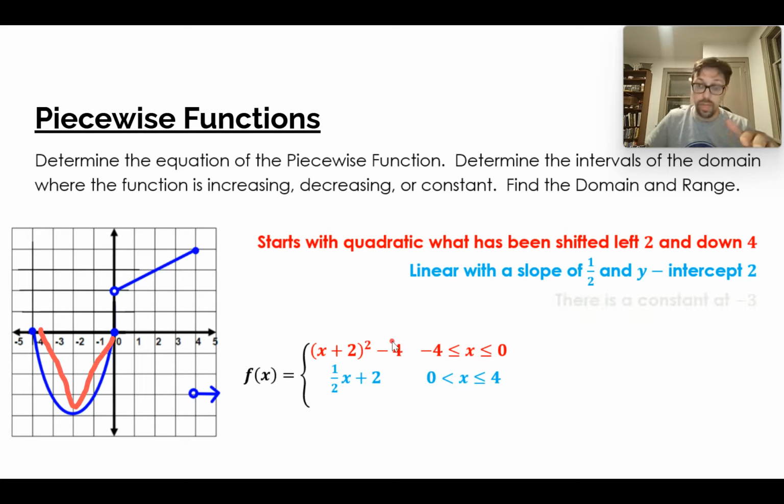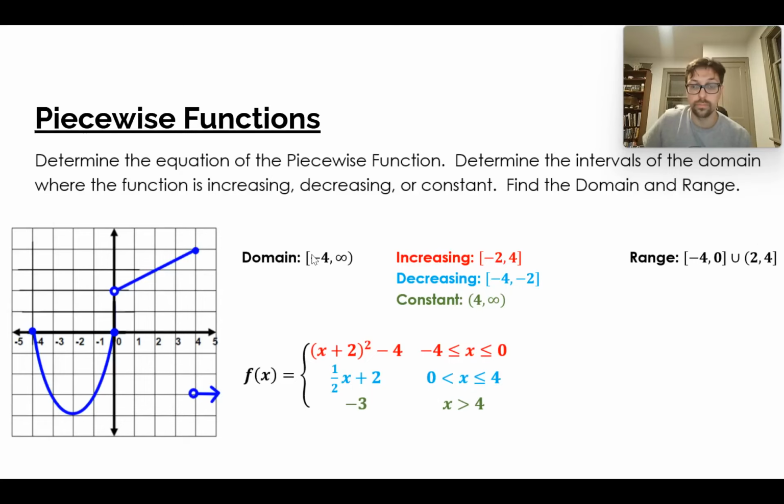Finally, we have a constant down there at -3. So we just put a value of -3. It's got an open circle at the x value of 4, so I want to put a greater than on that 4. And so that would be the equation of our function.